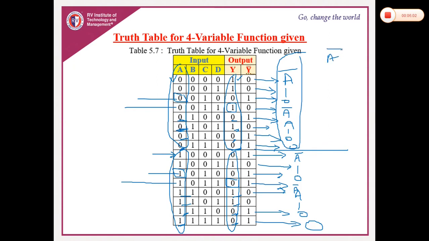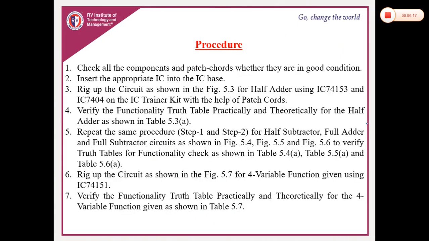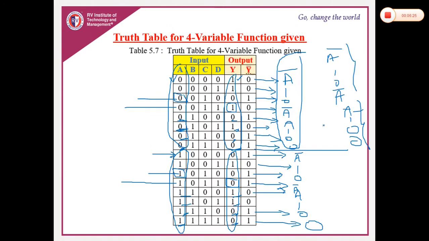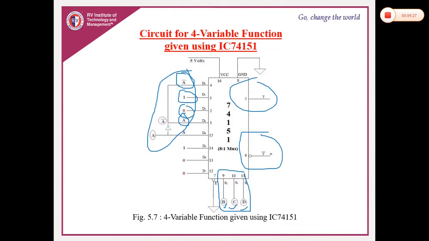I'll take only one part: 1 0 A bar. Similarly, A 1 0 0. So this is what you are supposed to implement. So in the IC, A bar 1 0 A bar, followed by A 1 0 0. If you write like this, then this is all about the input side.